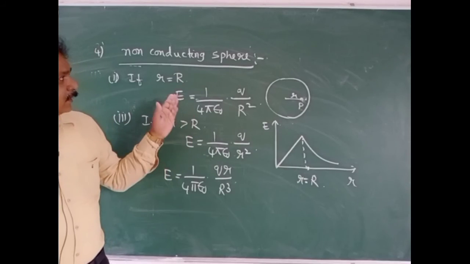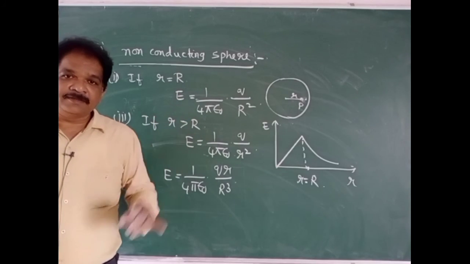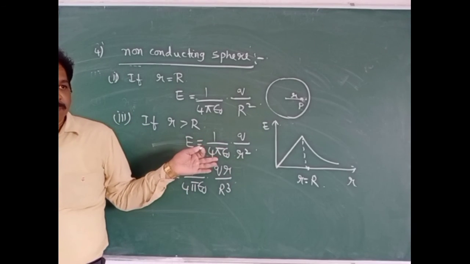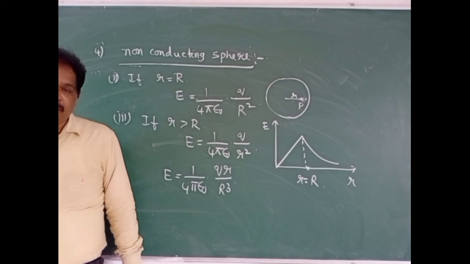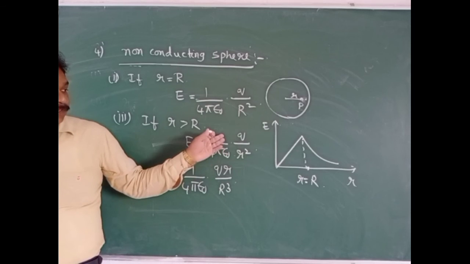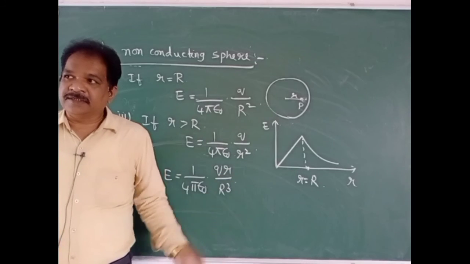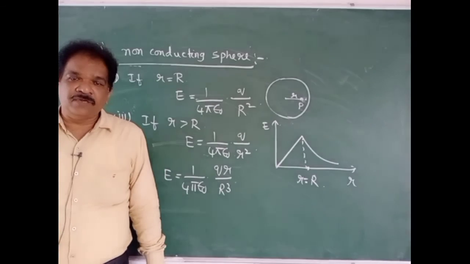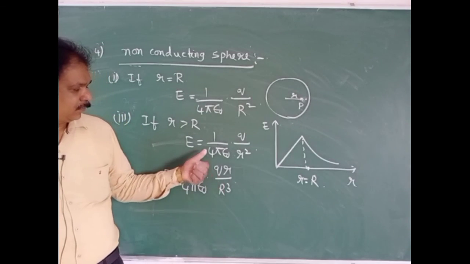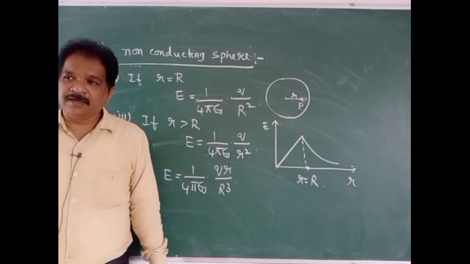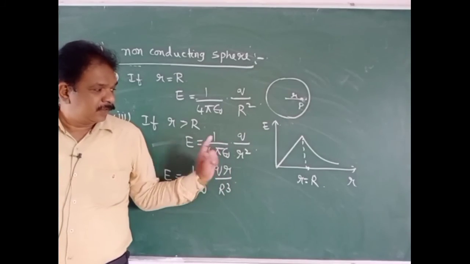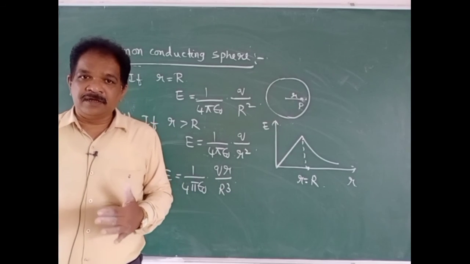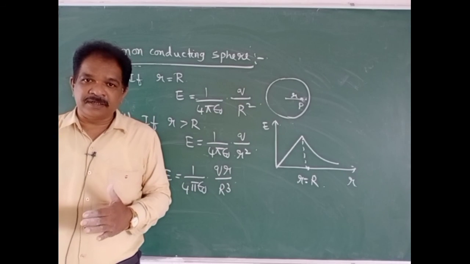Clear? On the same concept, on the conducting sphere, in this 2020 NEET examination, they asked a question. There is a sphere having radius 10 centimeter. It is having some charge. At a distance of 15 centimeter from the center, find the electric field intensity. This formula. Conducting or non-conducting, same formula. This one we have to use there. So with this, the entire synopsis of electric charges and fields is completed.